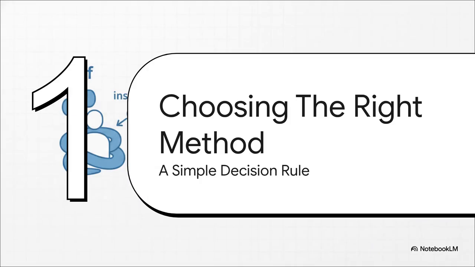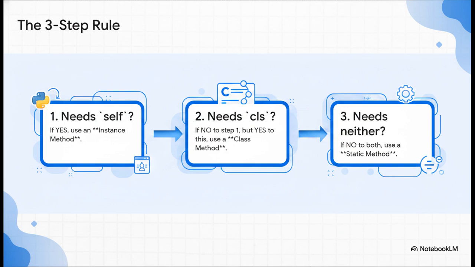Okay, I know we've covered a lot, so let's boil all of this down to a simple, foolproof decision rule you can use every single time you write a method. Here you go, a simple 3-step rule. First, you ask, does this method need to access a specific object's unique data using self? If the answer is yes, you're done. It's an instance method. If no, move on to step 2.